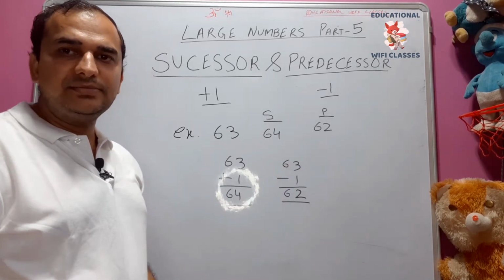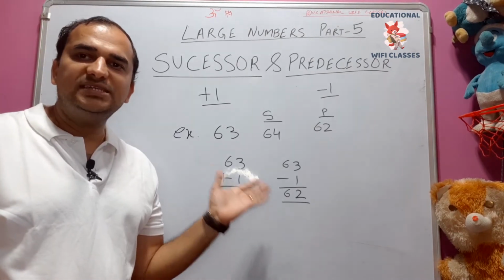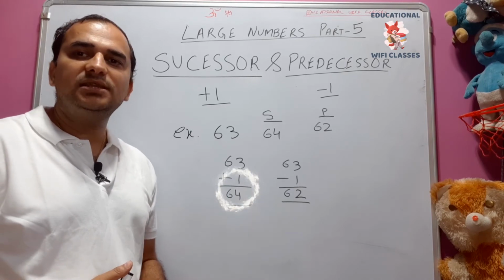So it's a very simple concept for finding a successor and predecessor. In successor, you always have to add one, and for predecessor you just need to minus one from there.